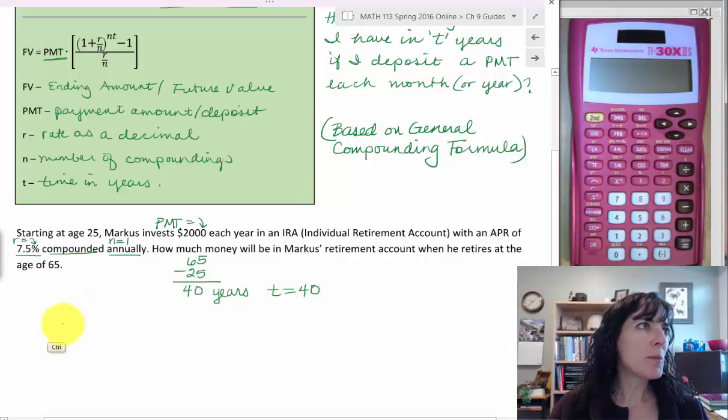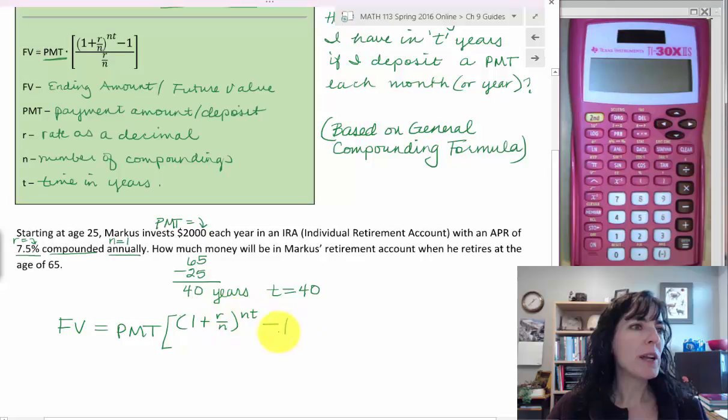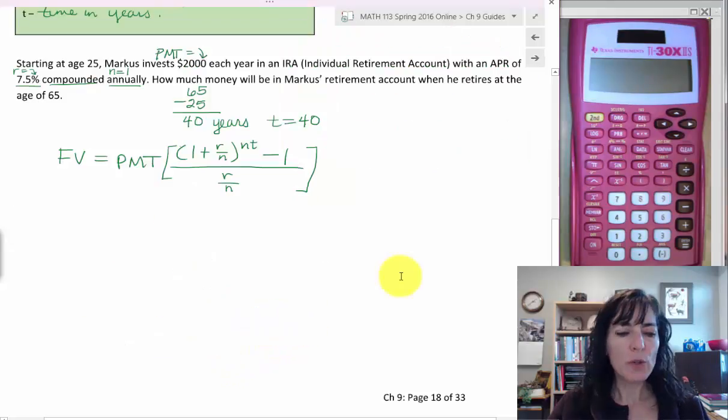So setting up this formula, write it out first. FV equals PMT, and then we have 1 plus R over N raised to the NT power, minus 1, all over R over N. So looking at Marcus's situation, I don't know the FV, the future value. I do know his payment amount is $2,000.